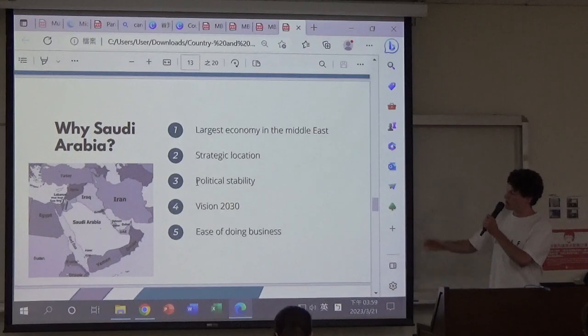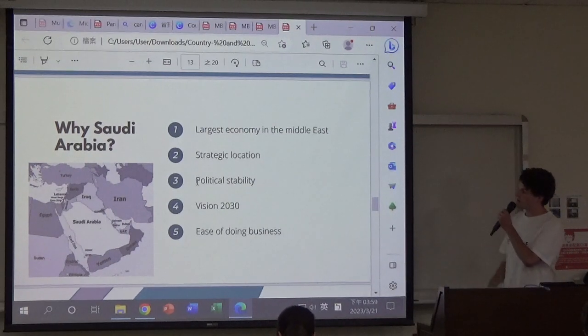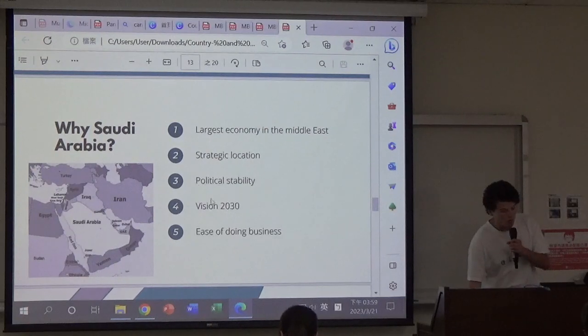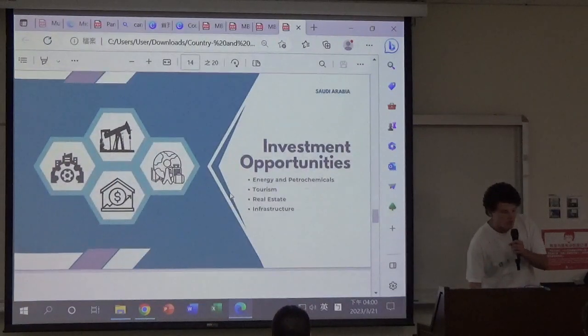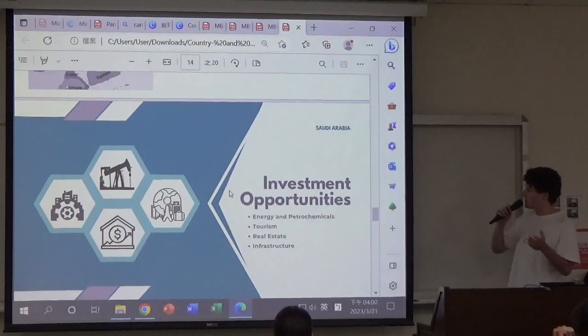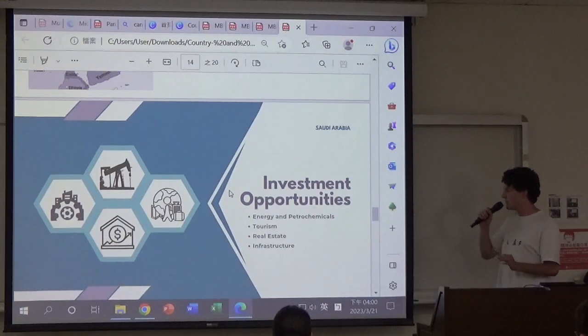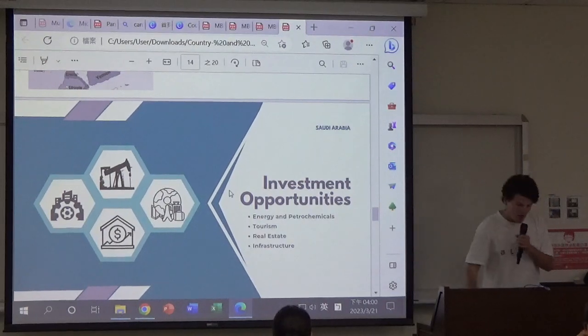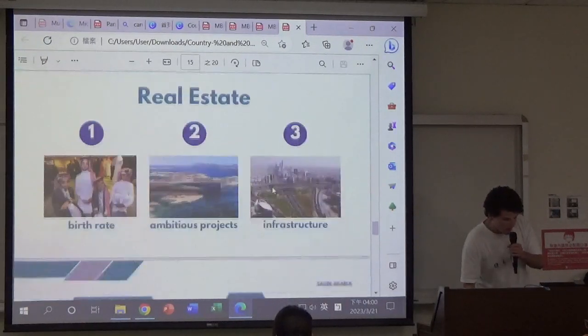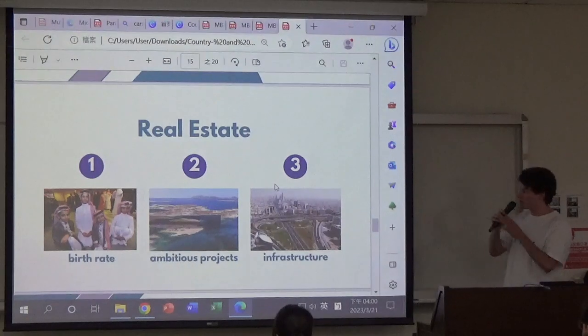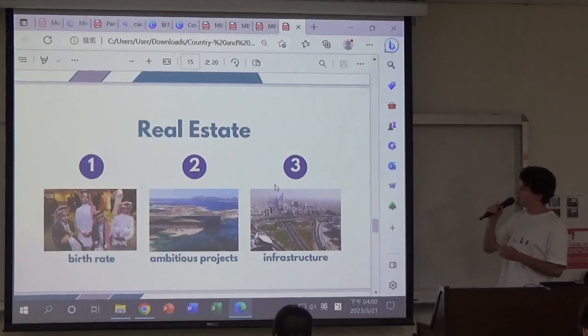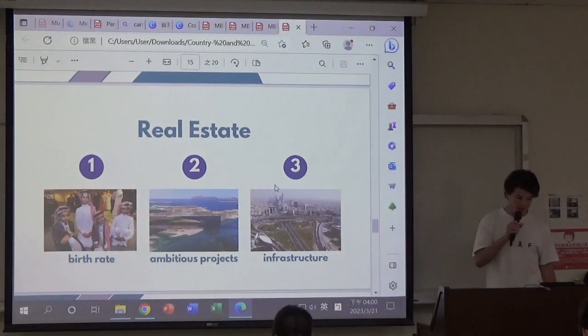And the fifth is also already mentioned. Saudi Arabia has a relatively good score of doing business. So the investment opportunities we found are energy and petrochemicals, tourism, real estate, and infrastructure. And the one we think is the best is real estate. We want to invest in real estate, and we have 3 reasons for it.